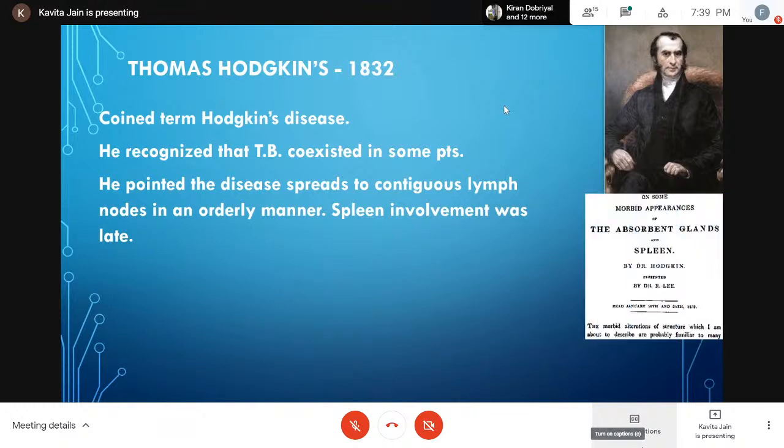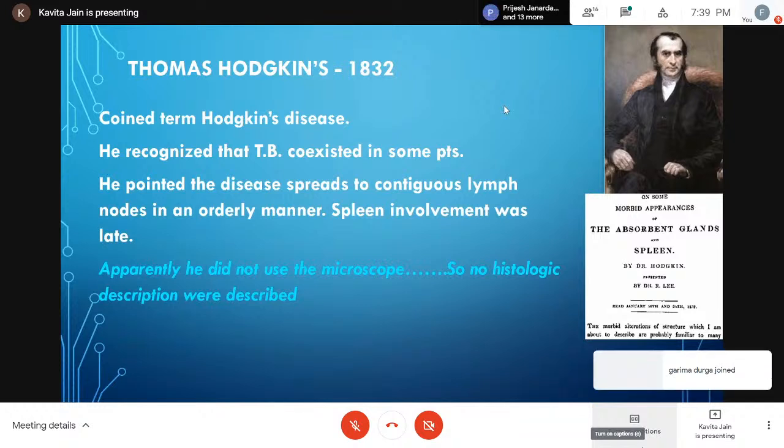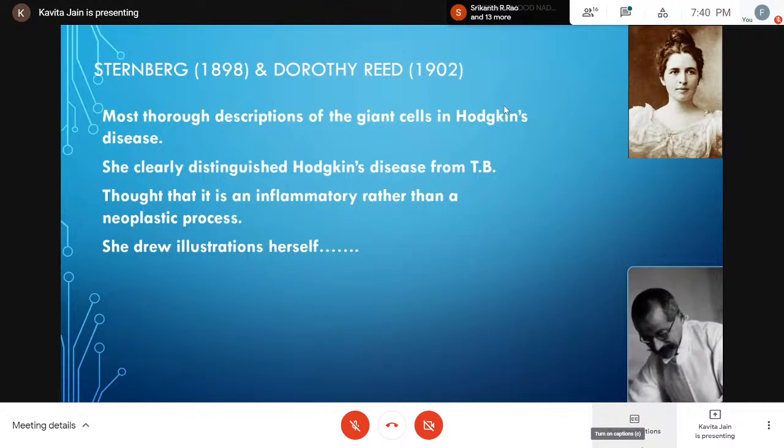So his work was published in one of the papers by this name. Apparently, he did not use the microscope because the techniques were not so good at that moment. So no histologic description was given. However, soon many investigators jumped in to look at the tissues of these Hodgkin's patients when the microscope became available. The most thorough descriptions of the cells were given by Carl Sternberg and Dorothy Reed. I have just gone through Reed's life experiences, and she's a very brilliant lady.